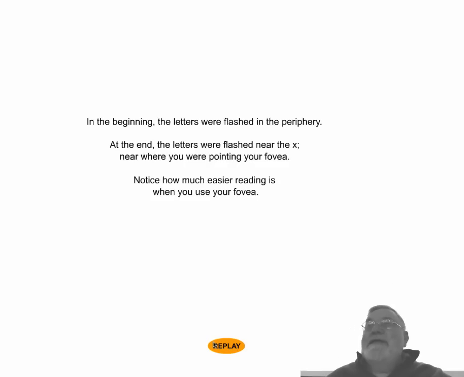So you notice that at the beginning there were very few people hitting the table. That's because it was way out in your periphery. Then as it moved closer and closer to where you were looking, and that's where your fovea is, it became easier and easier to make out what you're seeing.